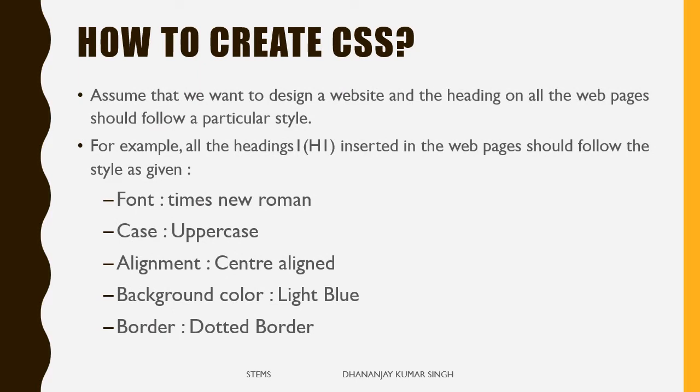How to create CSS? Assume that we want to design a website and the headings on all the web pages should follow a particular style. For example, all the headings 1 inserted in the web pages should follow the style as given. Font Times New Roman. Case uppercase, means the text will appear in capital letters only. Text should appear in the center, that is called alignment center. The background of that text should be light blue, and the border around the text should be dotted.